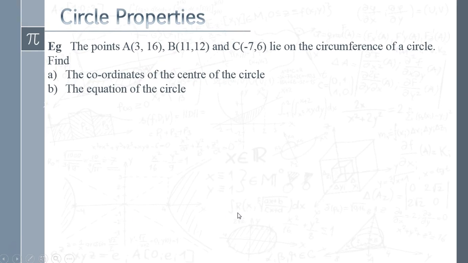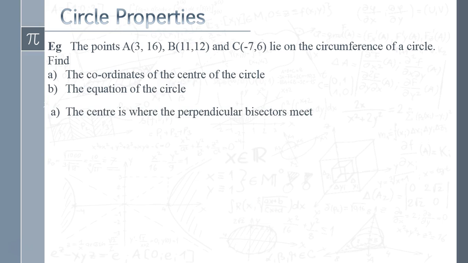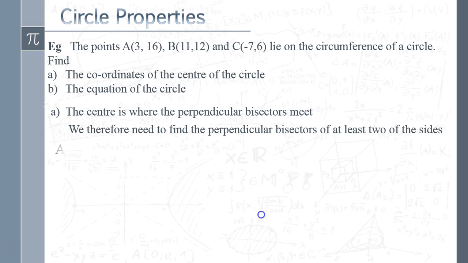Okay, so this next question uses the fact from that previous slide. We've got 3 points, A, B and C. They all lie on the circumference of the circle, and we need to find the coordinates of the centre of the circle, and then from there find the equation of the circle. So off we go. We know the centre is where the perpendicular bisectors meet. So if we consider side AB, taken from those two coordinates, and we find the perpendicular bisector of those 2 points, that will give us that one line, and then we just need to apply the same thing on the next side, which would be maybe BC. So we need the perpendicular bisector.